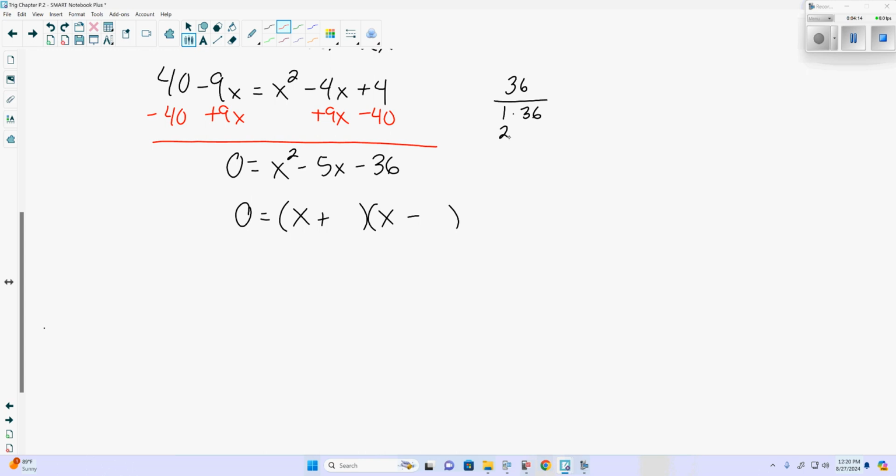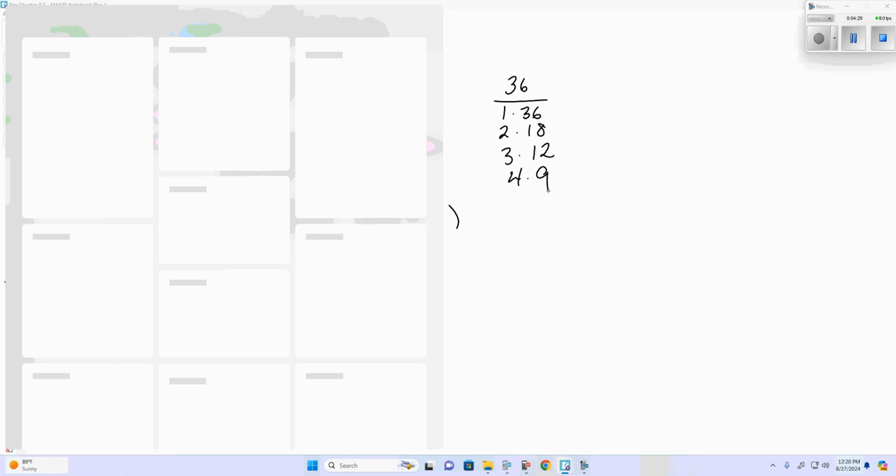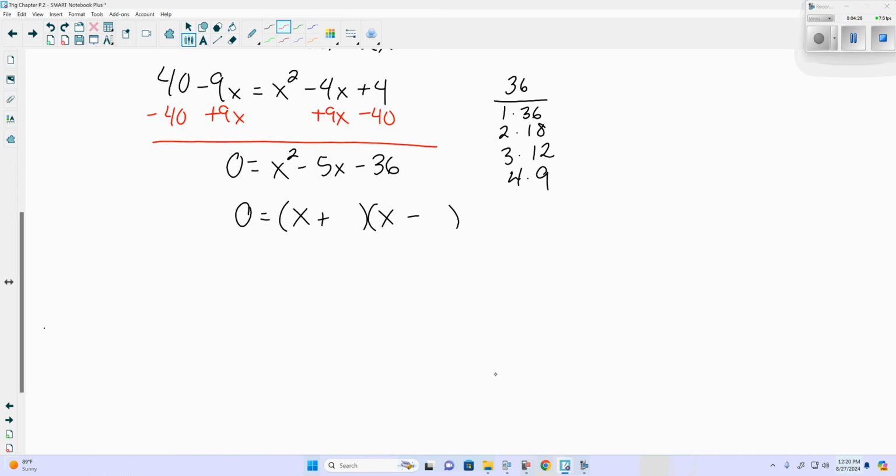1 and 36. 2 and 18. 3 and 12. 4 and 9. Which set of 4 and 9? Which one goes where? 4 with the plus, 9 with the negative. Before we move on, we do need to check and make sure we do have the correct middle term. X times negative 9 would be negative 9x. 4 times x would be plus 4x, giving us negative 5x.